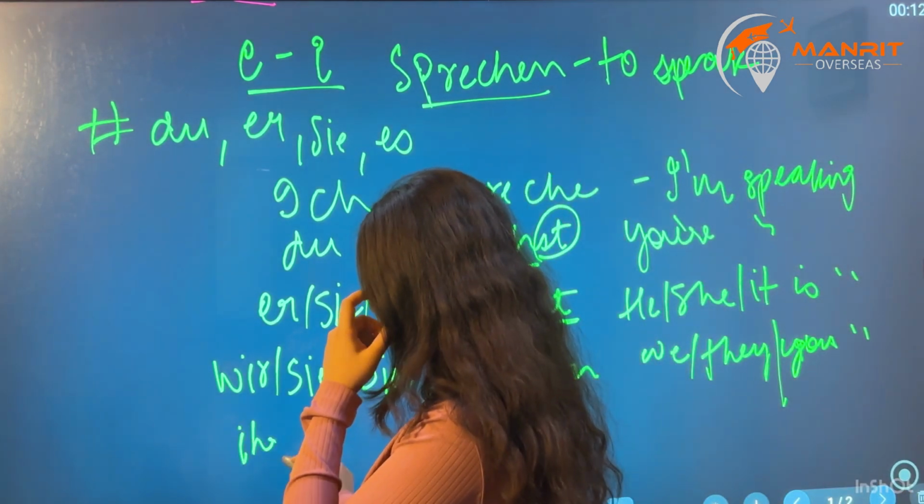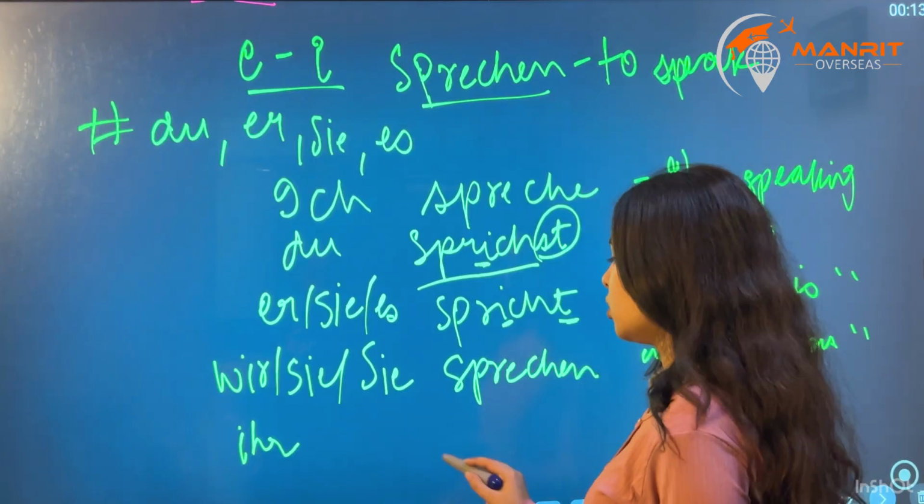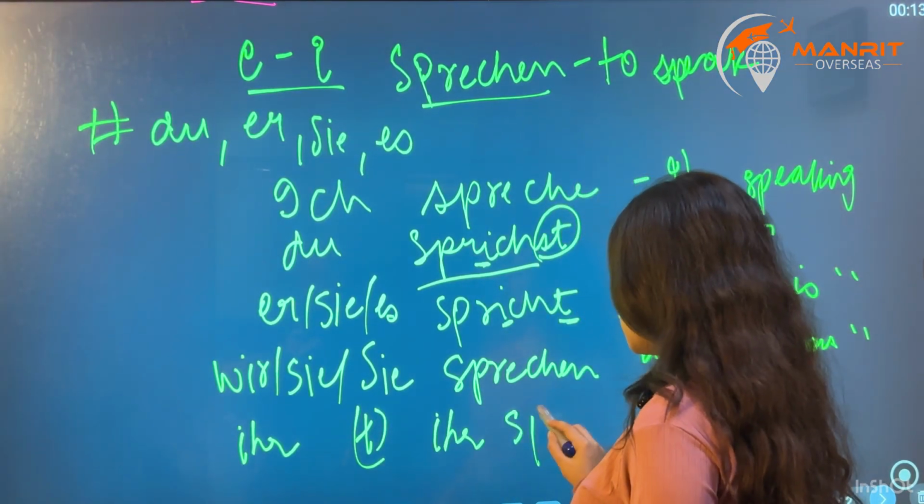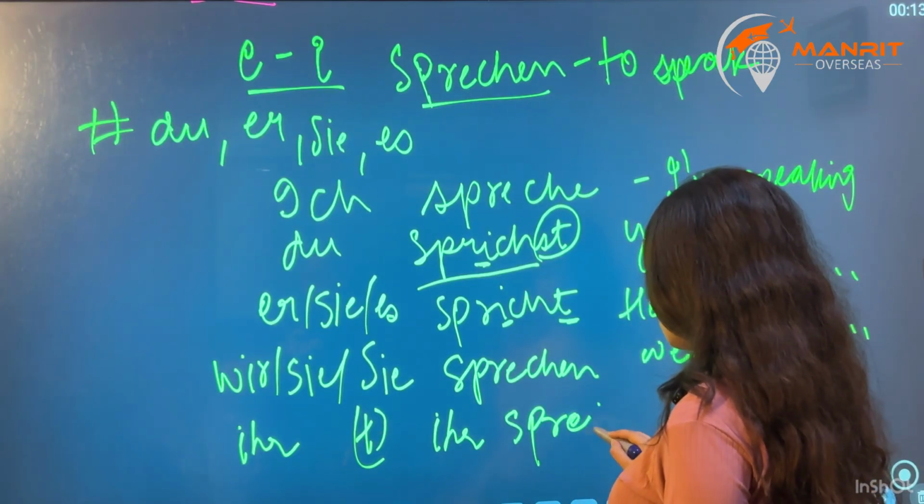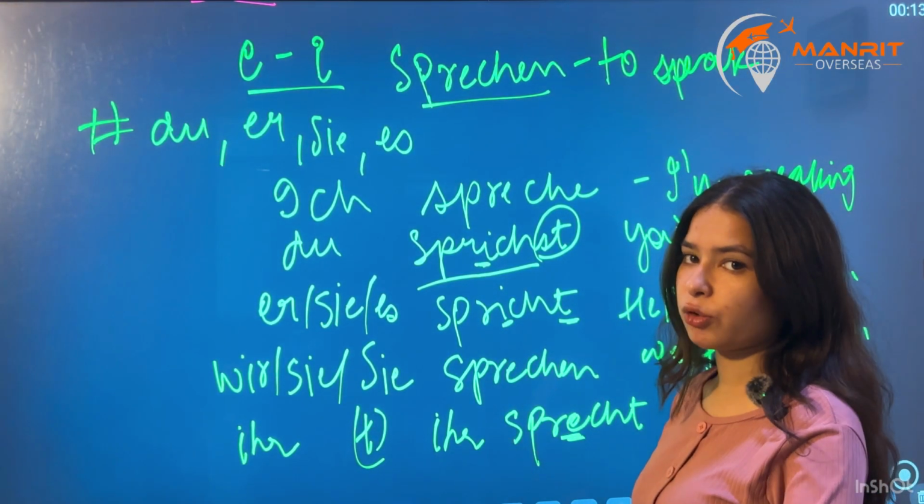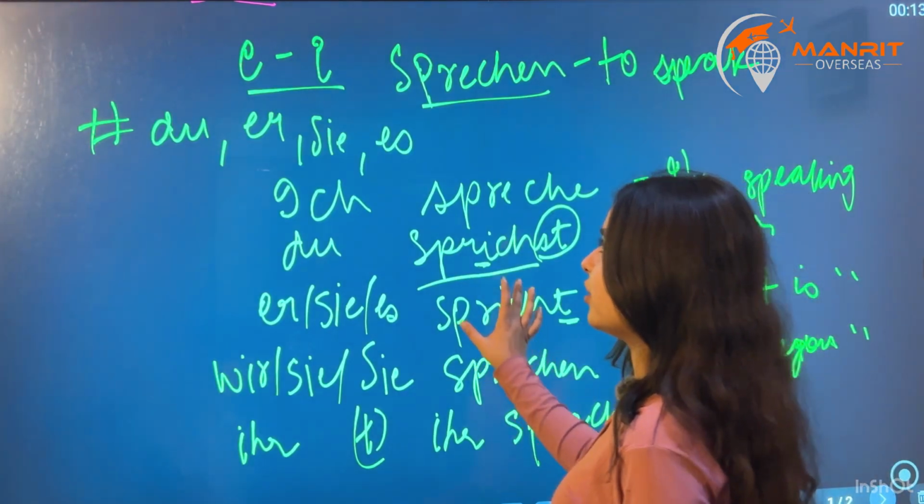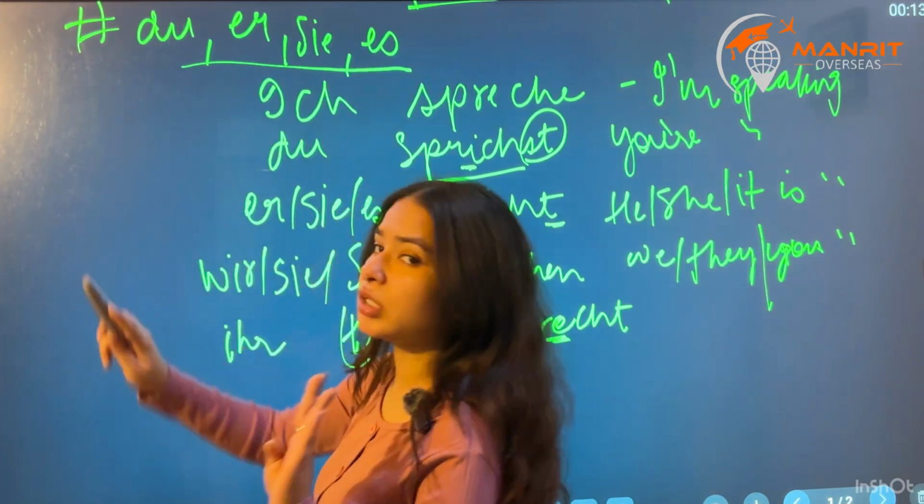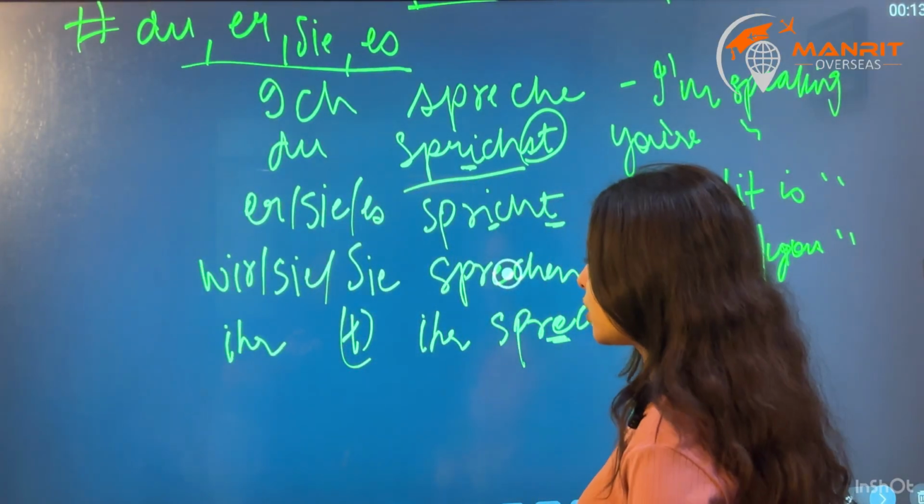And then ihr means you both or you all. The rule is the t ending, so it will be ihr sprecht. Now with this I haven't changed e to i, it's the same, okay? So you have to take care of this while you are following the conjugation of irregular verbs, that this rule applies only to these four conjugations, okay?